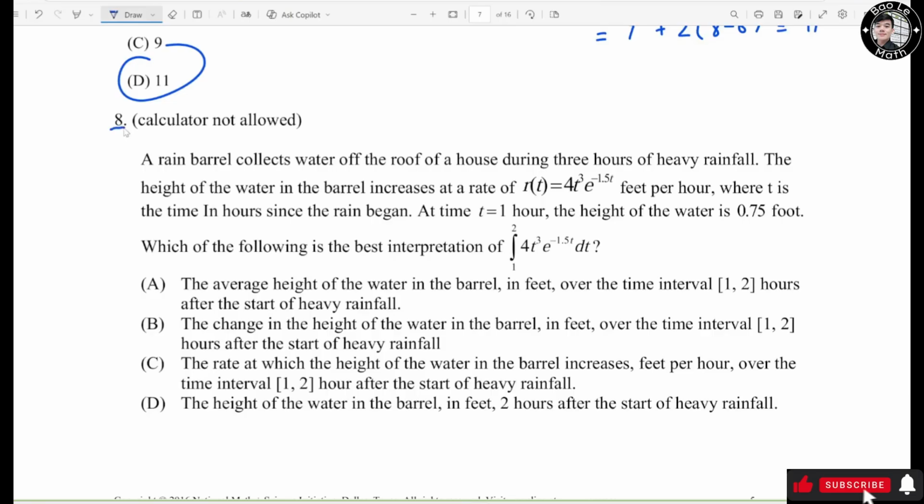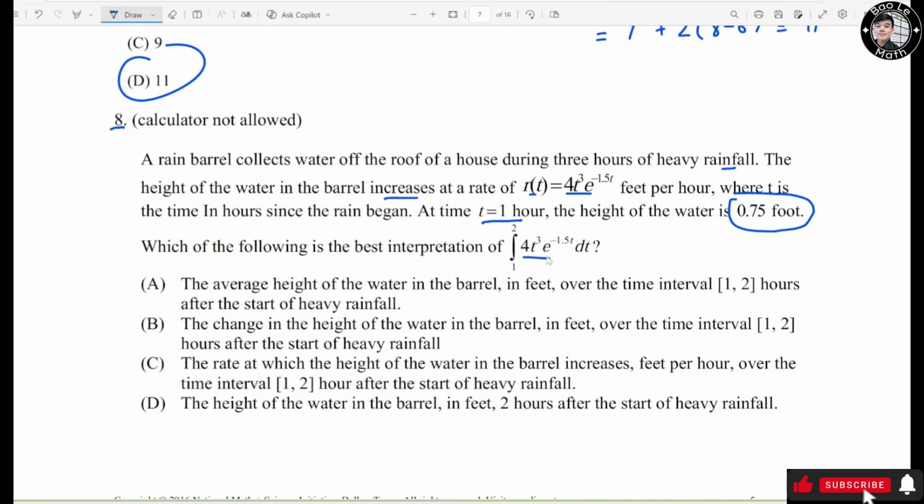Now let's move on to question 8. A rain barrel collects water off the roof of a house during 3 hours of heavy rainfall. The height of the water in the barrel increases at a rate of this many feet per hour, where T is the time in hours since the rain began. At time T equals 1 hour, the height of the water is 0.75 foot. Which of the following is the best interpretation of the integral from 1 to 2 of this?